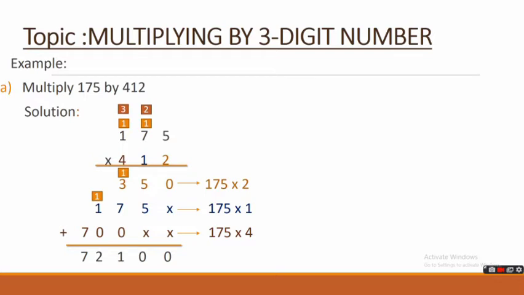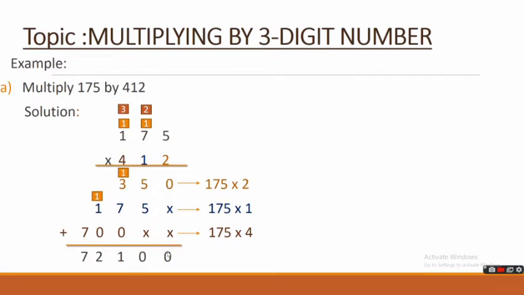Multiplication of these 3 digits is done here. Let's add their answers. By multiplying 2 with 175 we get the answer 350. Then multiply 175 with 1 we get the answer 175, and by multiplying 175 with 4 we get the answer 700. So let's add them.